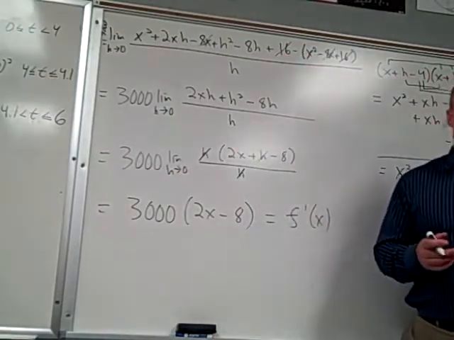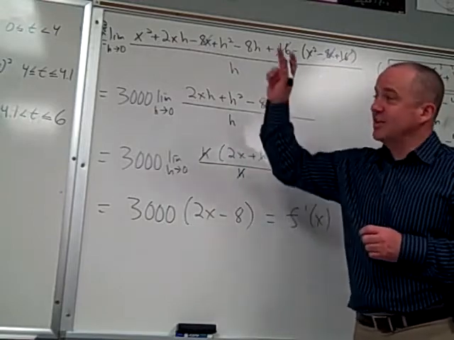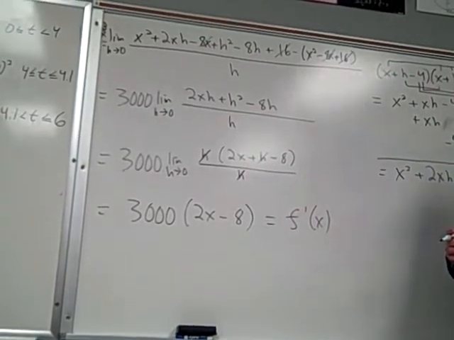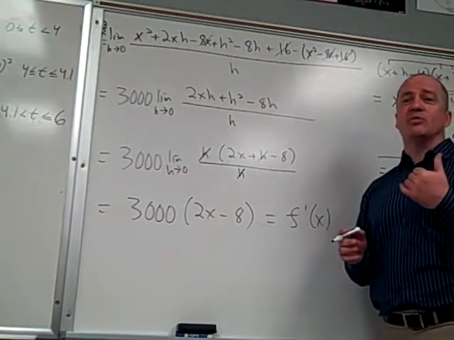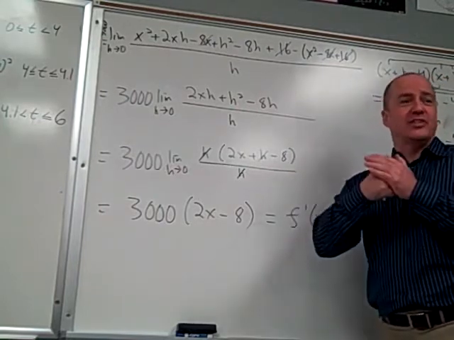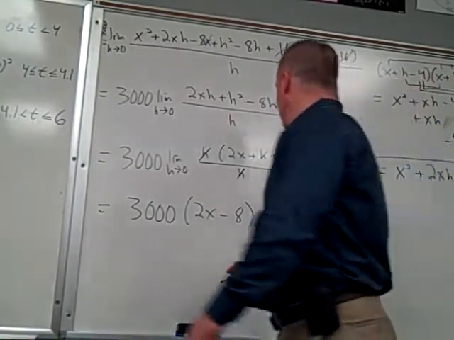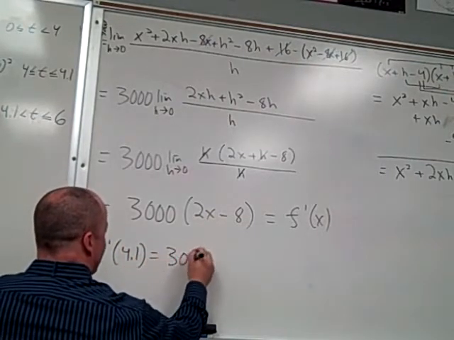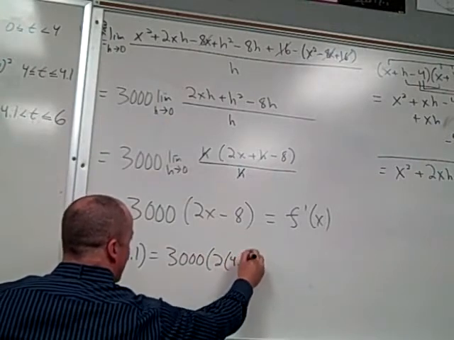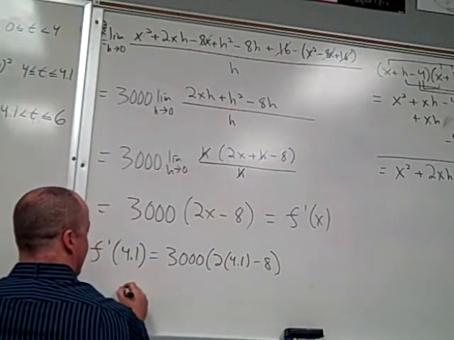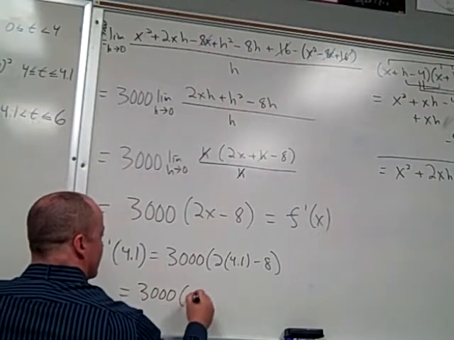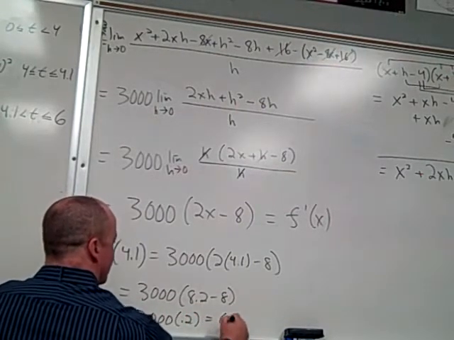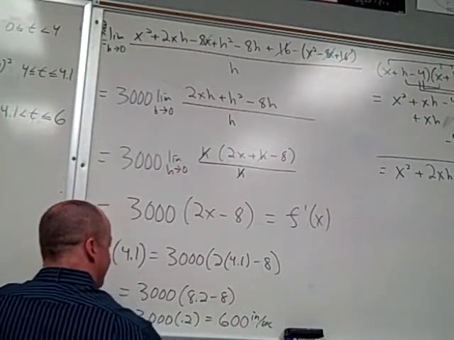What we were interested in was the tangent line touching the parabola we started with at 4.1. Since we had a distance on the y-axis and a time on the x-axis, that was going to represent an instantaneous speed. How fast was my fist going at that instant, 4.1? Okay? So, f prime of 4.1 equals 3,000 times 2 times 4.1 minus 8, right? Which equals 3,000 times 8.2 minus 8, which equals 3,000 times 0.2, which equals 600 inches per second.